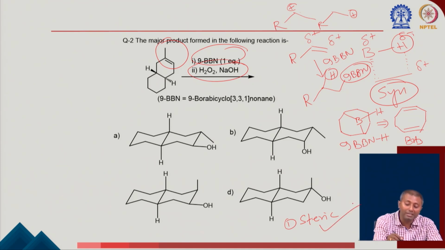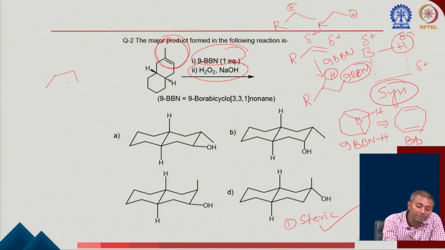Now in this example, we can clearly see similar things. If you think about this particular carbon in terms of a carbocation, this will be tertiary and this will be secondary. That means your hydrogen is going to add here. If you draw this particular compound, we will see that this is a trans-decalin system.